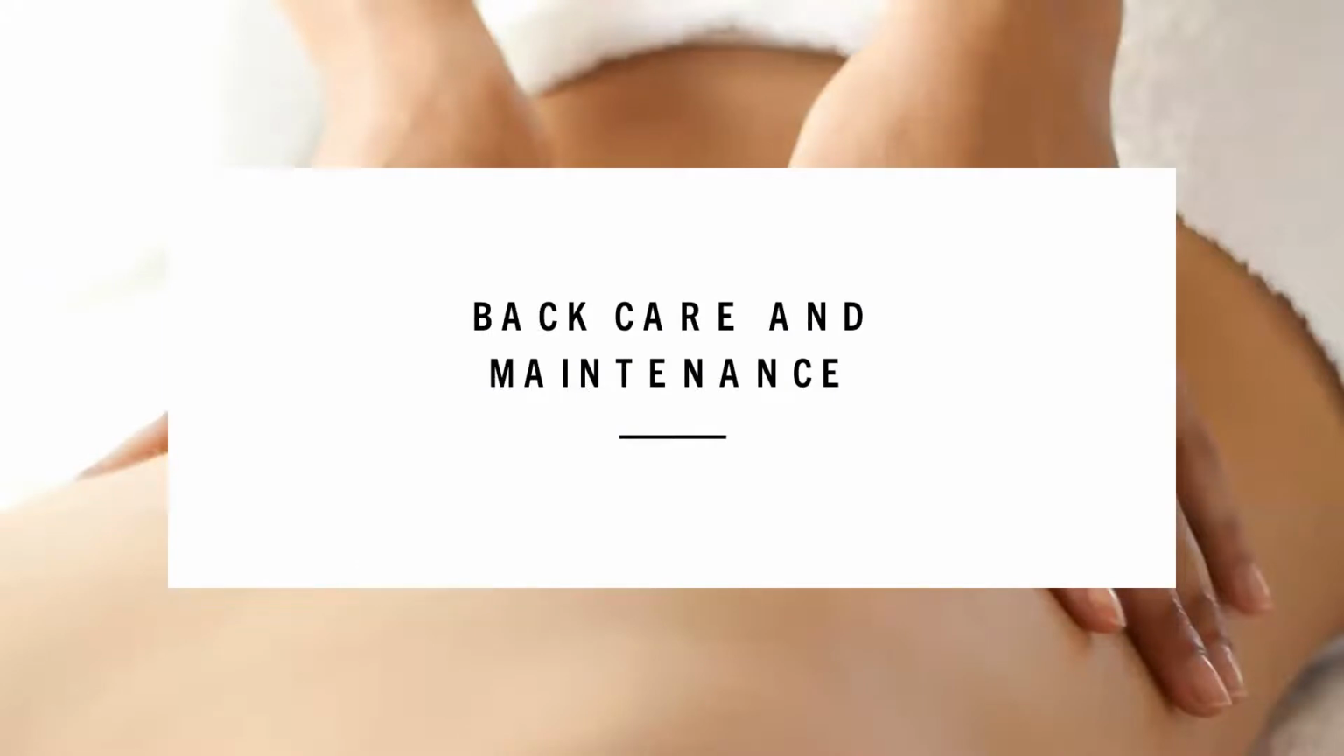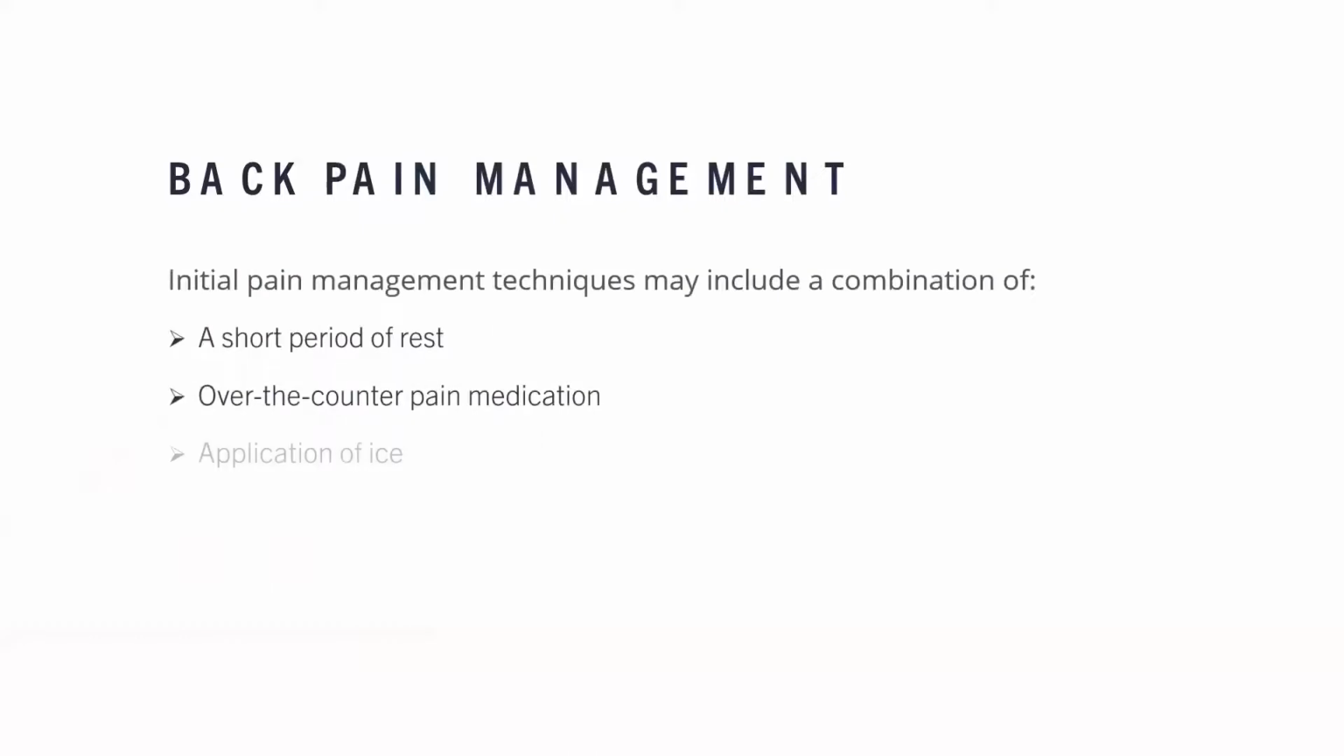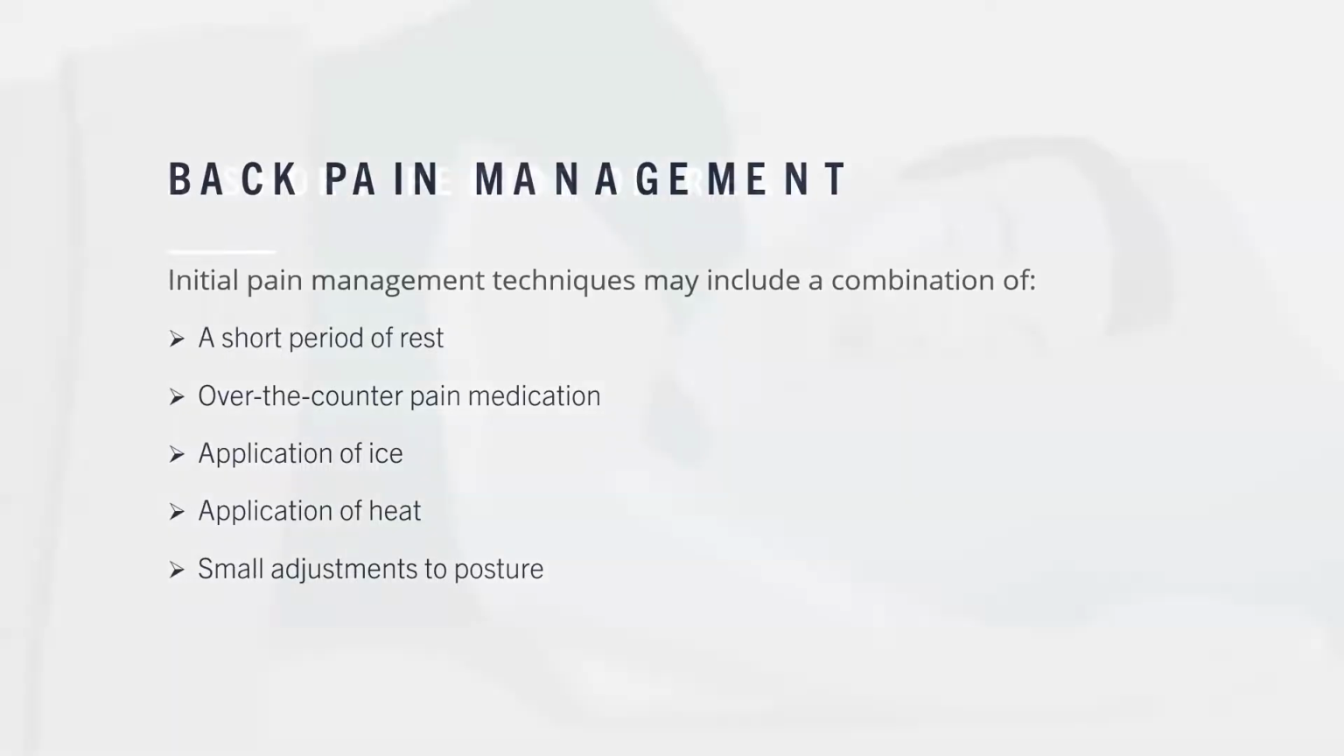So let's look at what you can do to prevent and care for back pain, or if you want to prevent back pain. If you have back pain already, here are some initial pain management techniques that you can use to relax or reduce your back pain. Number one, a short period of rest. Then over-the-counter pain medication, application of ice, application of heat, and small adjustments to your posture.